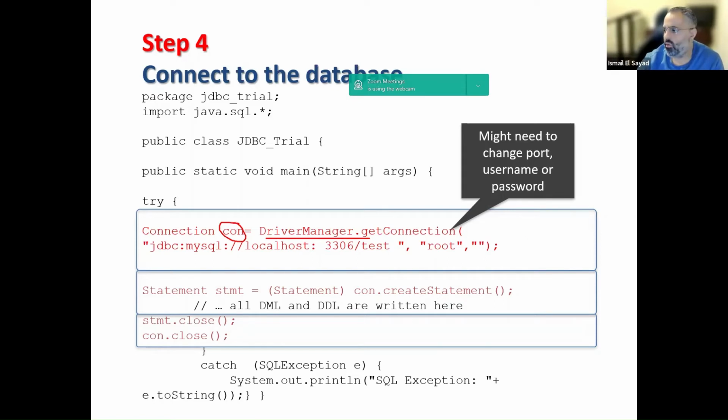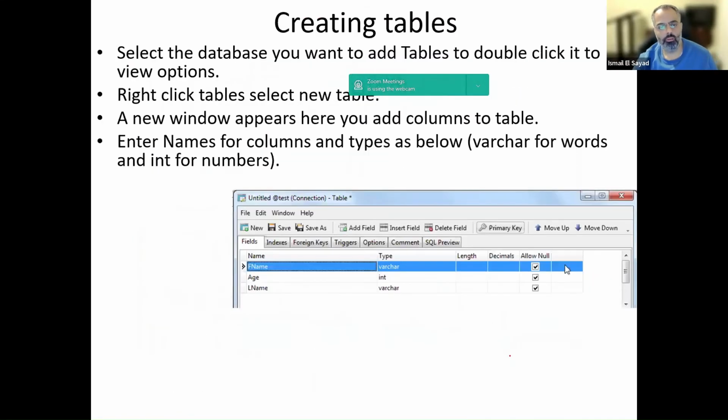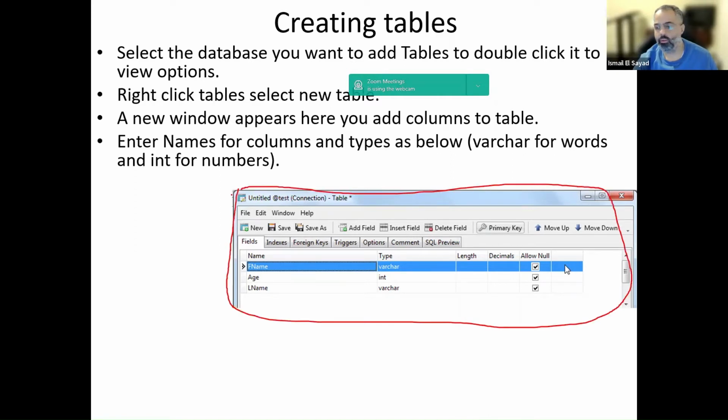Do you see? I think so. Let me go there. Let me start from here. Forget about what you have. I think this is better, to go step by step. So let us create this table in the database. This table has 3 attributes: first name, age, last name.